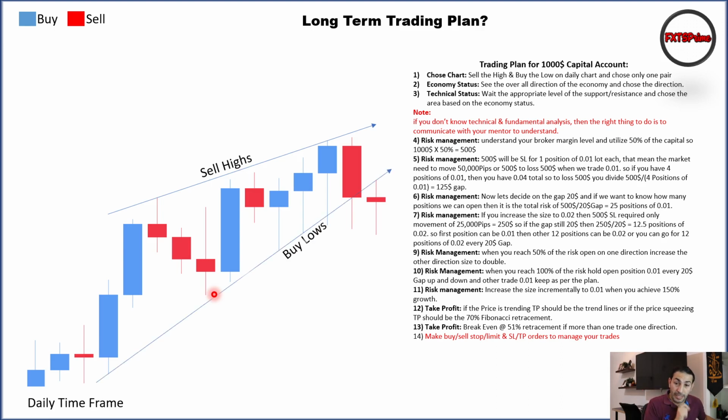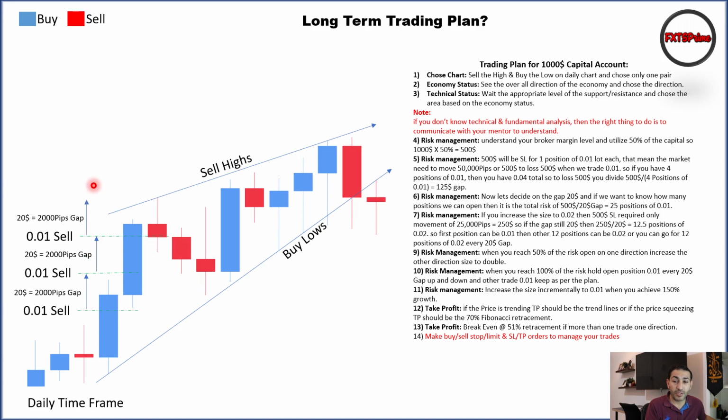However, I'm going to sell the highs and I'm going to buy the lows. So if I want to practically tell you what I'm discussing here, I'm going to show you a sell entry here, then a gap of $20, the market goes against me, then another sell entry, then a gap of $20, then another sell entry, then a gap of $20, then another sell entry.